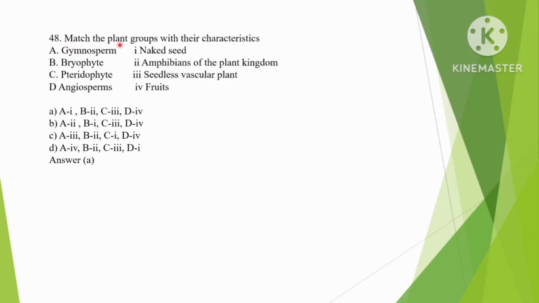Match the following plant groups with their characteristics. A gymnosperm has naked seed. Bryophytes are the amphibians of the plant kingdom. Pteridophytes are seedless vascular plants. Angiosperms produce fruits. So right option is option A.